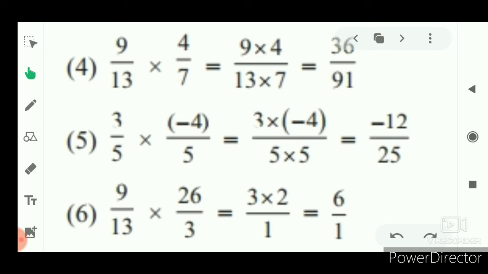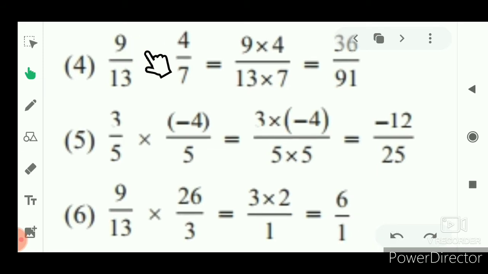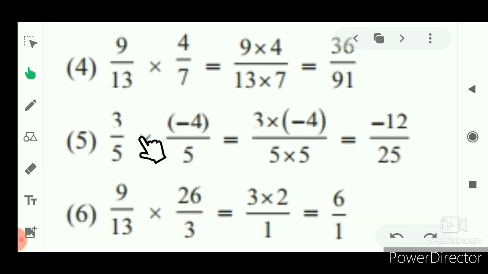Now how will we multiply rational numbers? To multiply, it's very simple. We just multiply numerator by numerator and denominator by denominator. So if we want to multiply 9 by 13 by 4 by 7, then we simply multiply 9 into 4 divided by 13 into 7, that is 36 by 91. Likewise another example: 3 by 5 into minus 4 by 5. It will give 3 into minus 4 divided by 5 into 5, that is minus 12 upon 25.